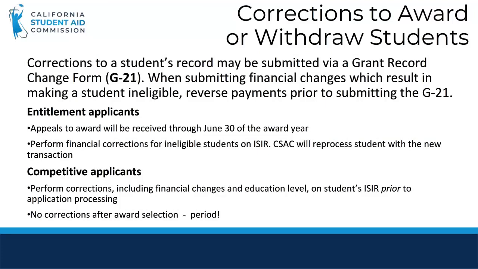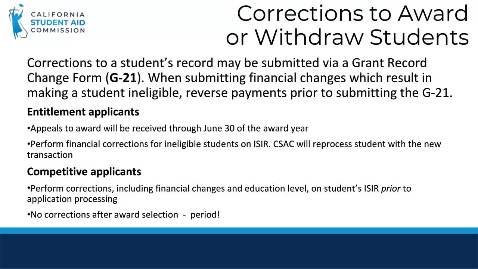If corrections need to be made to award or withdraw students, schools must submit a G21 grant record change form. When submitting financial changes which result in making a student ineligible, reverse payments prior to submitting the G21. For entitlement applicants, appeals to award will be received through June 30th of the award year, and you must perform financial corrections for ineligible students on the ICER, and CSAC will reprocess the student with the new transaction.